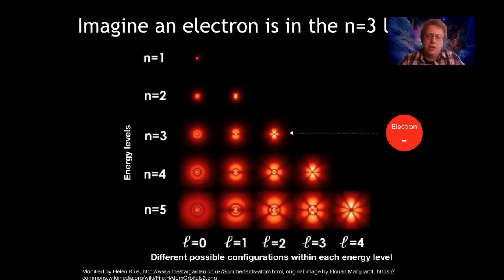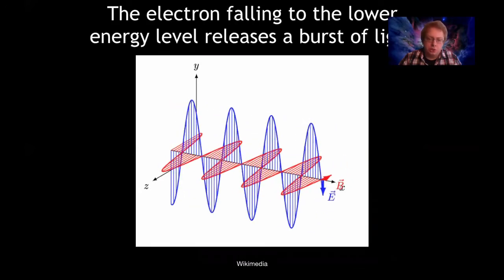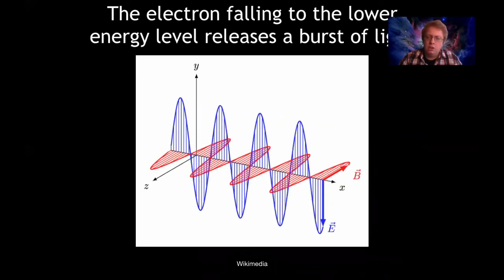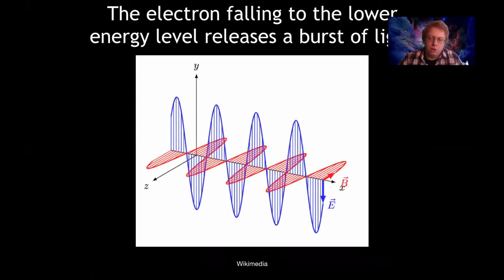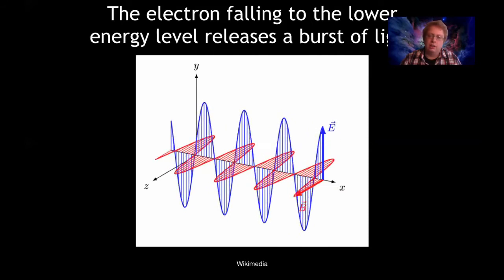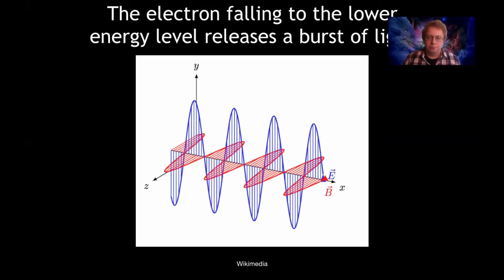So if you imagine that you have an electron orbiting this proton that starts off in the third energy level, n=3, and it falls down to the n=2 energy level, what's the result of this? Recall that energy is conserved. We can't create energy, we can't destroy it. It just has to go somewhere else. The way the energy from this electron's fall is released is as light. The energy releases an electromagnetic wave that carries some light away from this system.